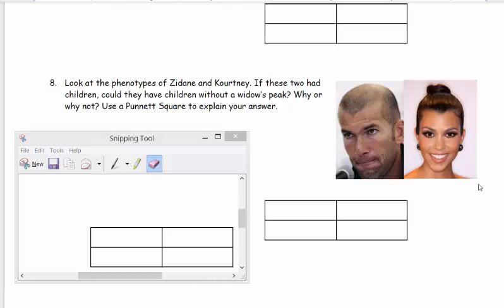Welcome back. We're taking a look at question number 8 with Zidane and Courtney. You can see that both of these individuals have very distinct widow's peaks. We don't know their genotype, so they might be heterozygous or they might have pure homozygous dominant traits. So the question is, could they have a child without a widow's peak? I'm going to give away the answer first, and then I'll come back and explain it. The answer is yes. It is possible for 2 people with the dominant characteristic to create a child with the recessive trait.